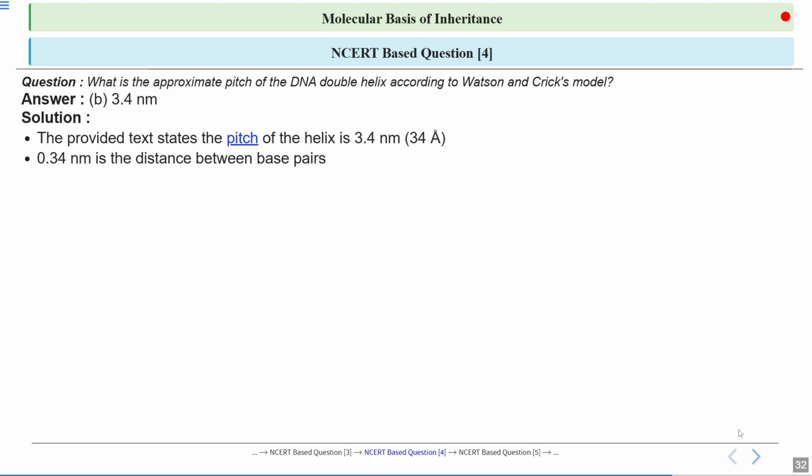Because we know that in a single turn there are approximately 10 base pairs, and if the distance is 3.4 nanometer and in that distance 10 base pairs are there, then the distance between one base pair will be 3.4 nanometer divided by 10, and it will come out to be 0.34 nanometer. That's why it is saying that 0.34 nanometer is the distance between base pairs.